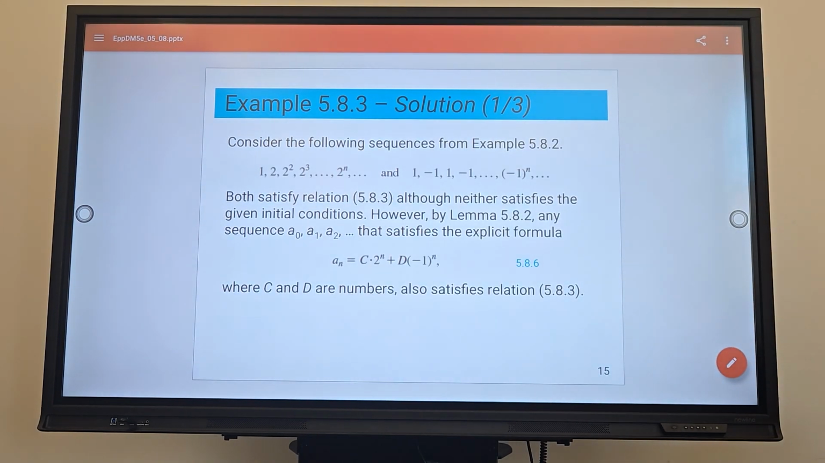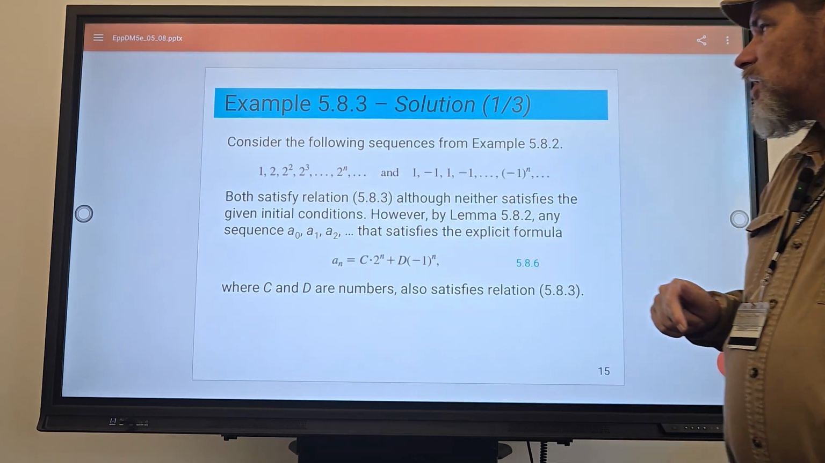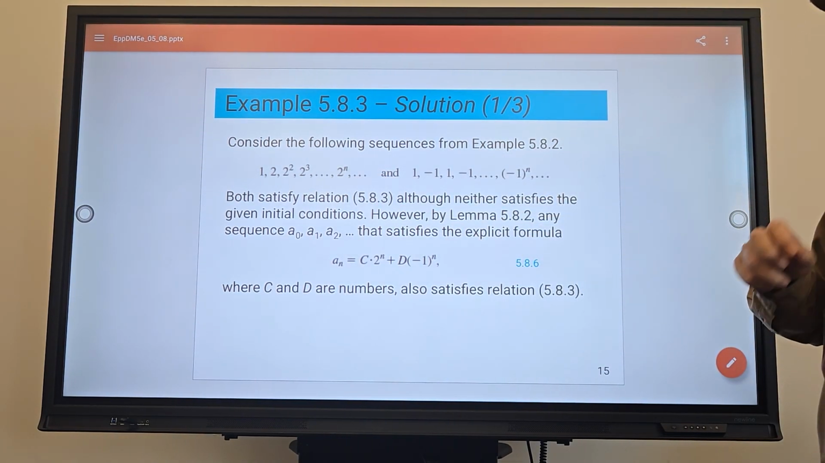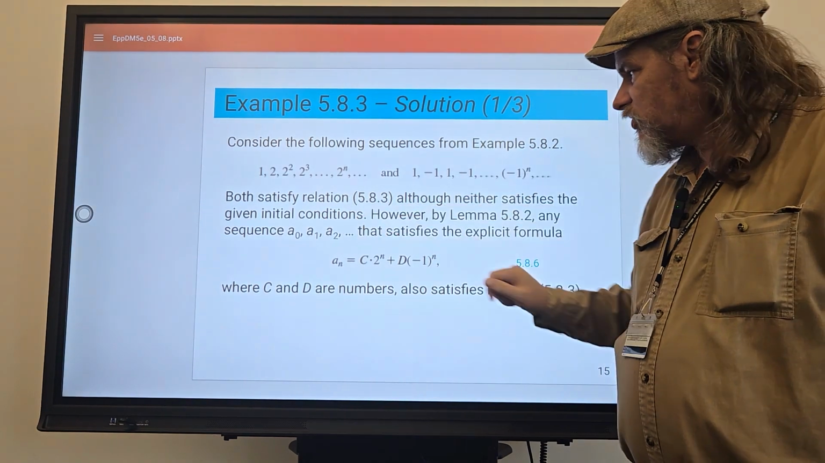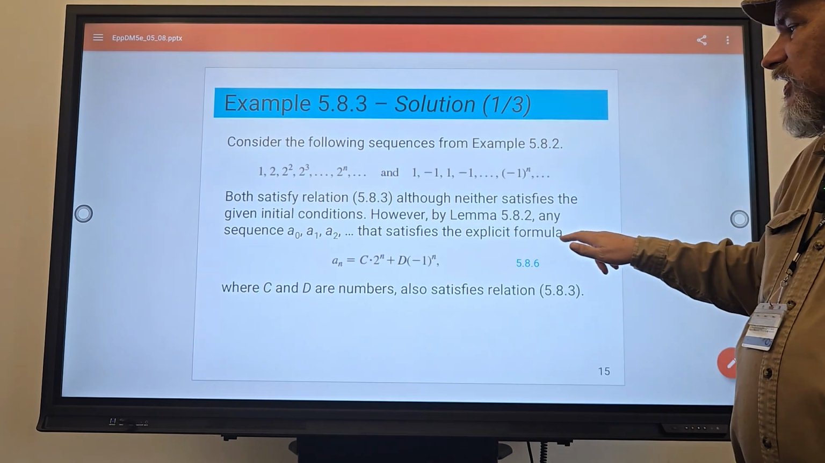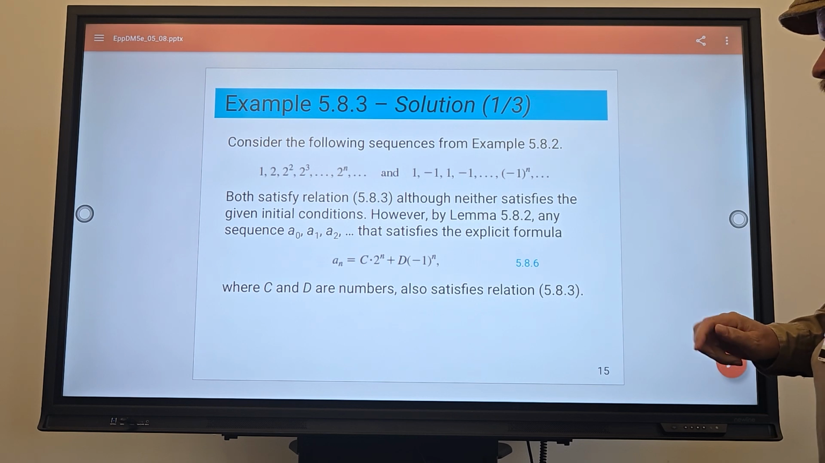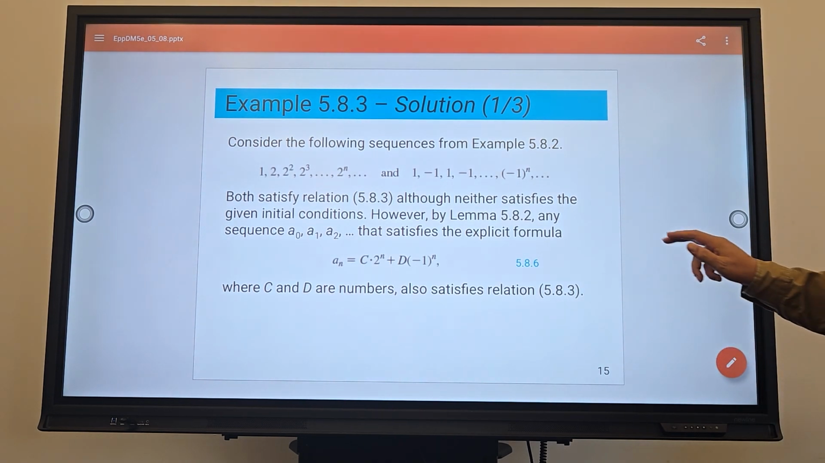If you recall, several sequences can satisfy the same recurrence relation, but will be different sequences based on the initial conditions. That's what we're getting here. Consider the following sequences. These both satisfy the recurrence relation, but neither satisfies the given initial conditions. But any sequence A that satisfies this explicit formula, where C and D are numbers, also satisfies the relation, just with different initial conditions.